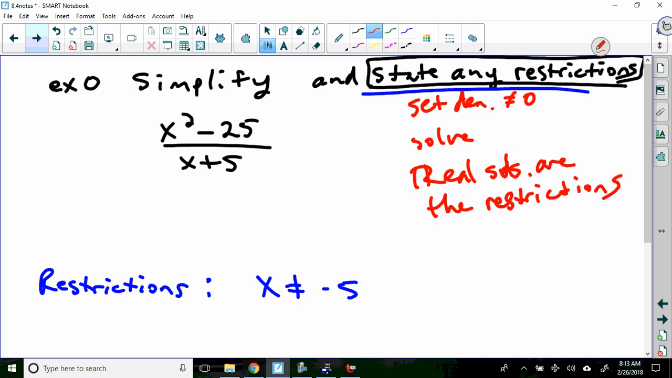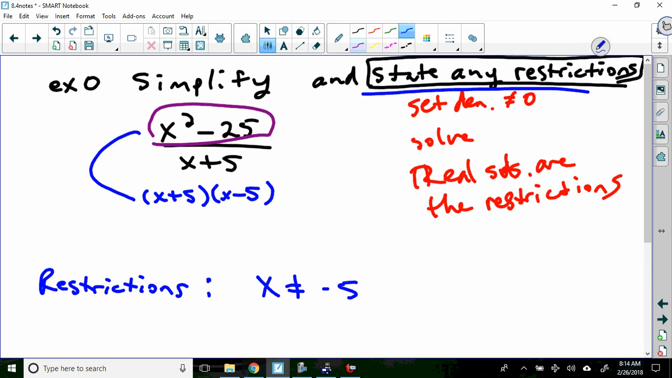Okay. So who recognizes the numerator and how we can do something to that? Anybody know what we should be able to do? Not take the square root. It factors into x plus and minus 5. Yeah, that numerator factors into x plus 5 and x minus 5. The denominator is still x plus 5.